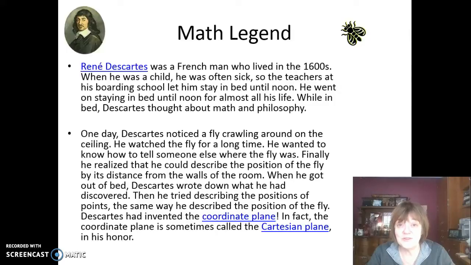I'm not going to read this to you. I'm just going to let you do it yourself because René Descartes is an interesting man who lived a long time ago, and he's the one that created the Cartesian plane, as you can see in the blue down below, which is also our coordinate plane. Okay, so read about him. It's kind of interesting.